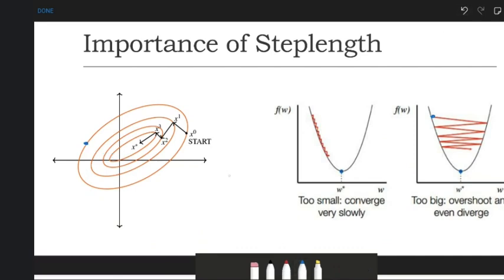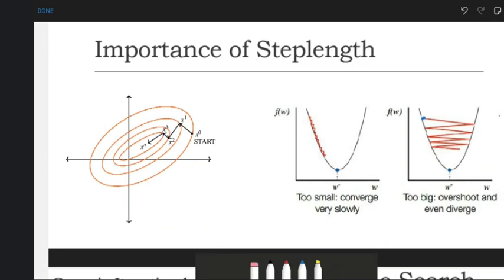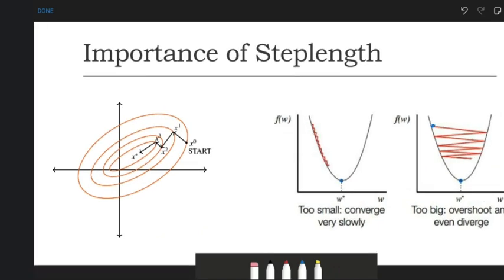So the problem here is how do I find the good step length.